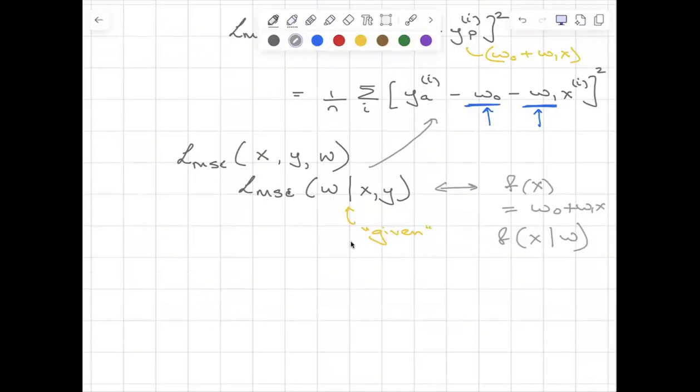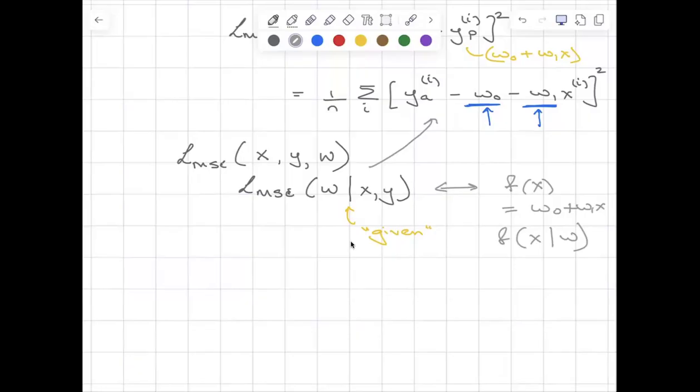On the left-hand side, I have a different function. I have a loss function where x and y is fixed. And I'm going to change w. If I change w, the value of the loss function changes. Does that make sense? Yes.